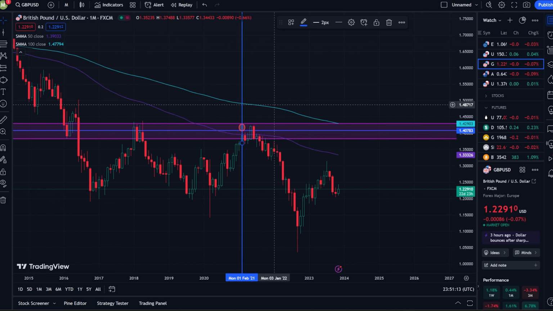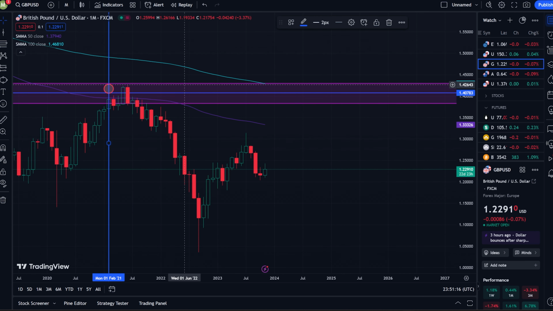And we would have gotten the entry up here on this blue line versus trying to find an entry on a higher time frame where we'd miss out on tons of pips. So just being able to drop down and find your entry makes you that much more of a profitable trader.